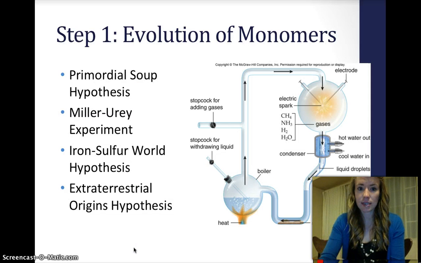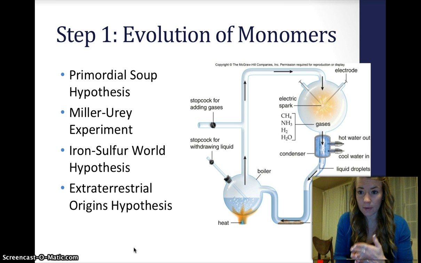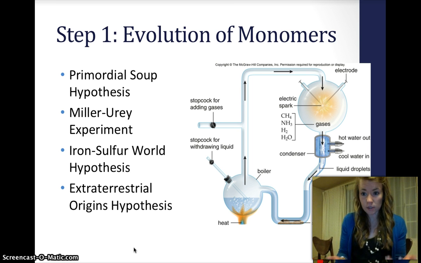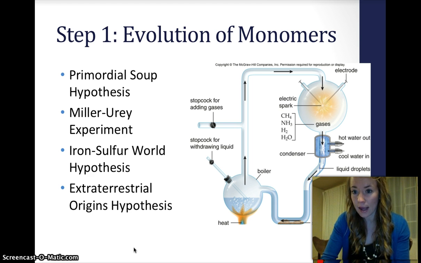So that's the Miller-Urey experiment. Basically, they simulated what they thought the early Earth was like: no oxygen, all those chemicals they talked about, and a source of heat or a source of energy, probably lightning. And from that, we got organic monomers.